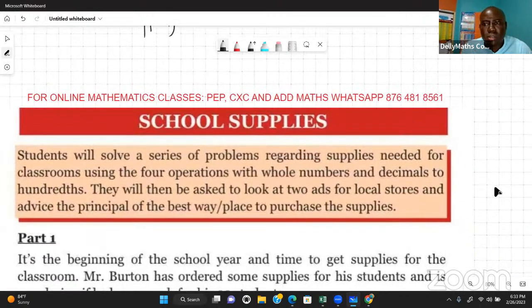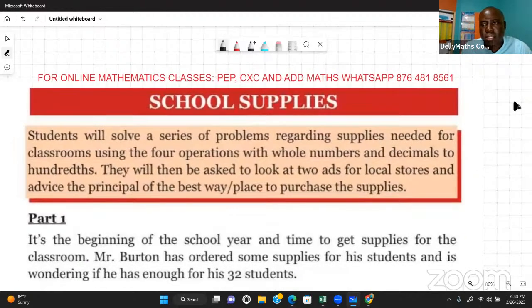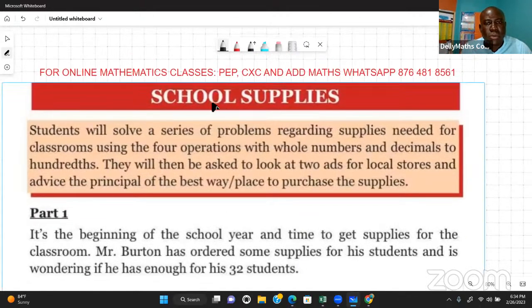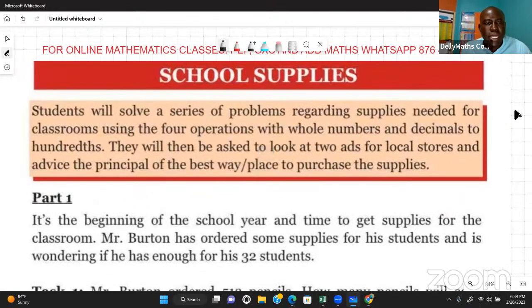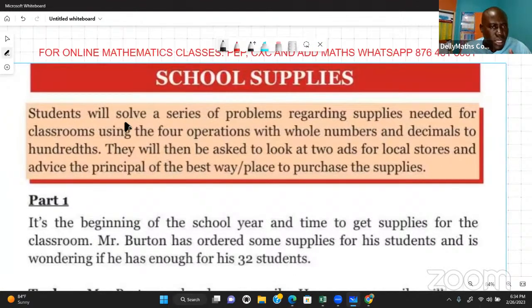All right, let us go to this next question. Let's see what's going on. It says here that we're talking about school supplies, all right? So this one is about school supplies. And it reads, students will solve a series of problems regarding supplies needed for classroom using the 4 operations with numbers and decimals and hundredths and so on and so forth. They will then be asked to look at 2 ads for local stores and stuff like that. So they're giving general information here.